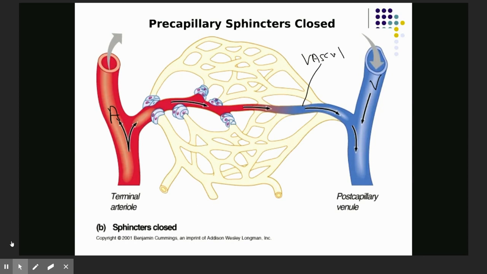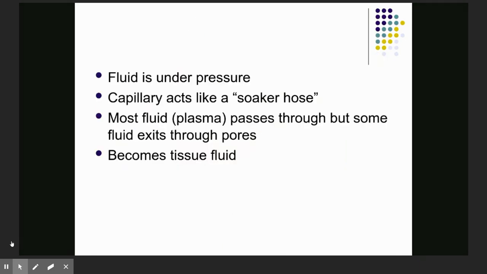So, any questions about any of that? None of that is new. That should all be a review from when we talked about it before. But let's talk about capillaries.